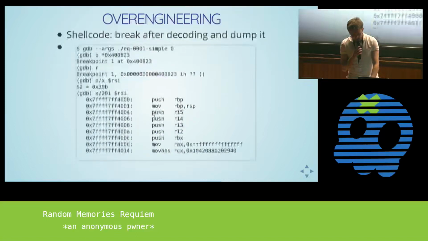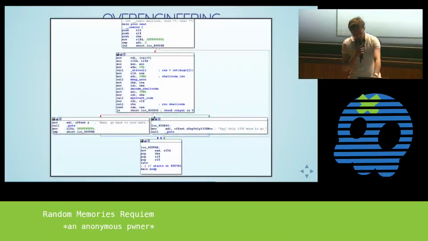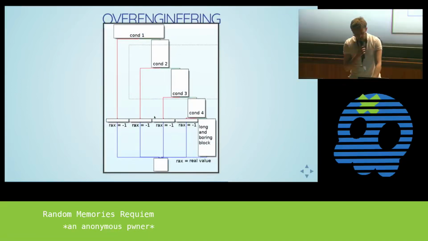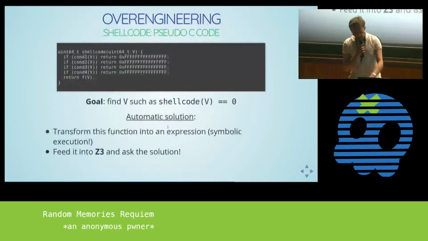So what we basically need to do is to give an input to this program so that the shellcode generates 0. First thing we need to do is to dump the shellcode. One trick is to break after it's decoded and dump it. If we open it in IDA, we see that we have 4 conditions that are computed from the input. If these 4 conditions are valid, there is some computation, and this computation returns the value. If one condition is not good, it returns -1, so it's not the good value. If we put it in small pseudo C code, basically the shellcode is like that. And so the goal is to find a value such that this function returns 0.